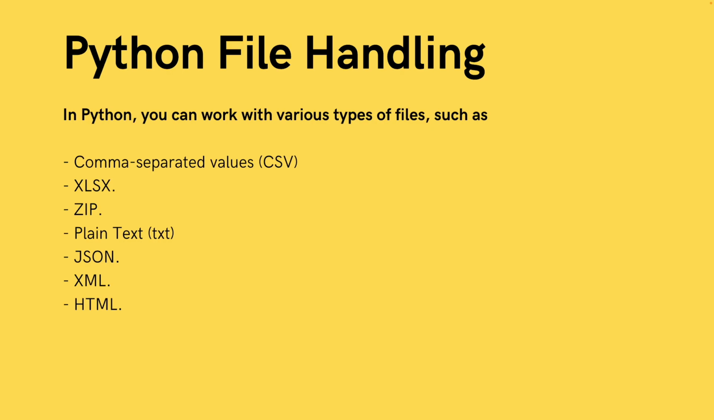So here's a list of files that Python supports. There's CSV, XLSX, zip, plain text, the usual text files, JSON, XML, HTML, and more. Today we'll just focus on text files. In another video, my Python web scripting video, we already messed around with CSV files. If you want to see that, I'll leave a link somewhere. But in today's video, we'll be creating and interacting with text files.